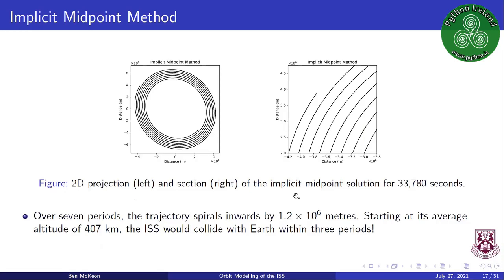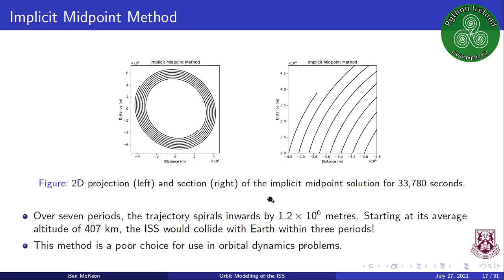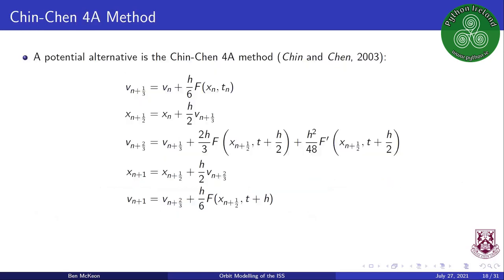We don't want our space stations falling out of the sky and potentially hurting someone. So we see that this method is definitely the wrong choice to use. So we need something that's a bit more accurate. And with that, we move on to the Chin-Chen 4A method, which was developed by Chin-Chen way back in 2003. This is their 4A method.